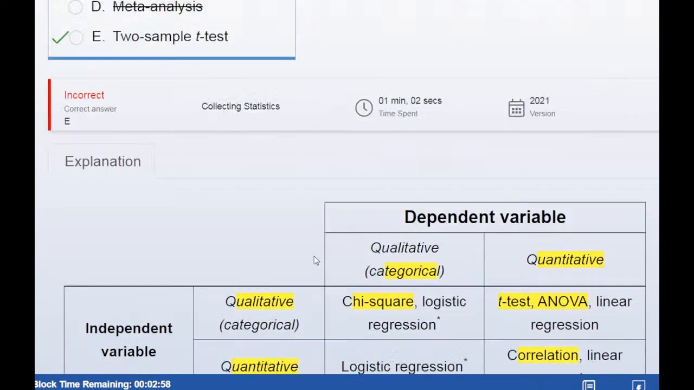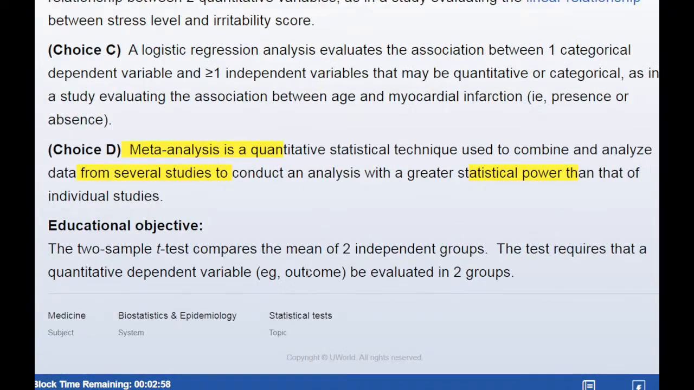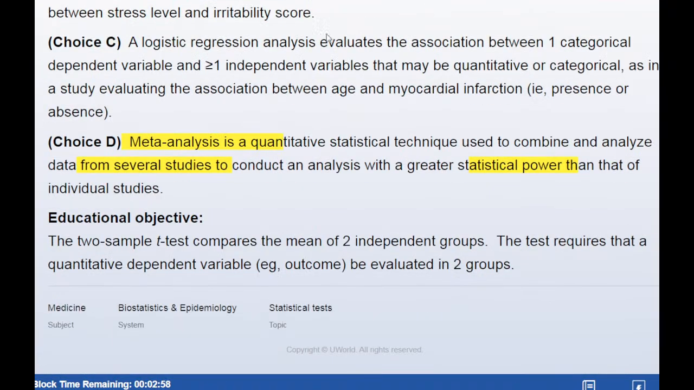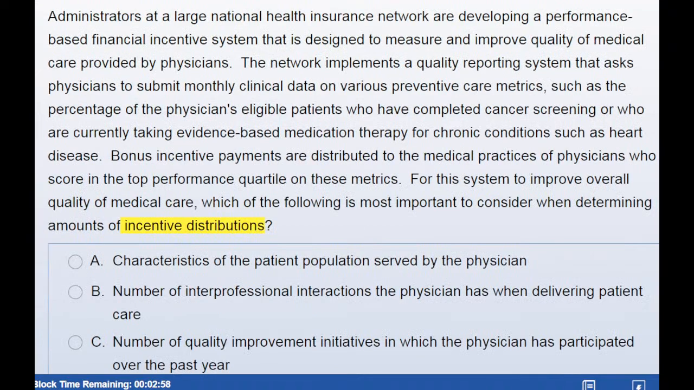So next question. Let's read the next question. Let's ask the computer to read it for me.